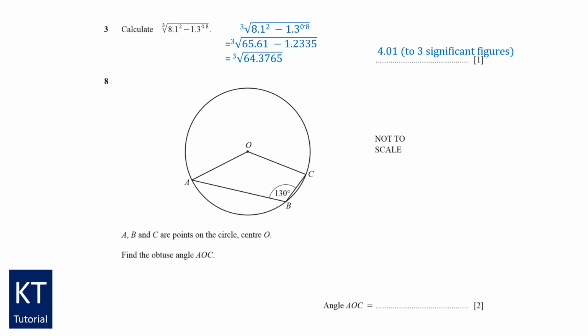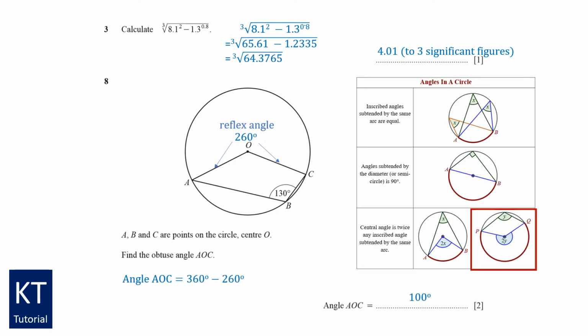Question 8. A, B, C are points on the circle center O. Find the obtuse angle AOC. Knowing that the reflex angle in the diagram is double that of 130 degrees, the obtuse angle AOC is simply the difference between 360 degrees and this reflex angle.